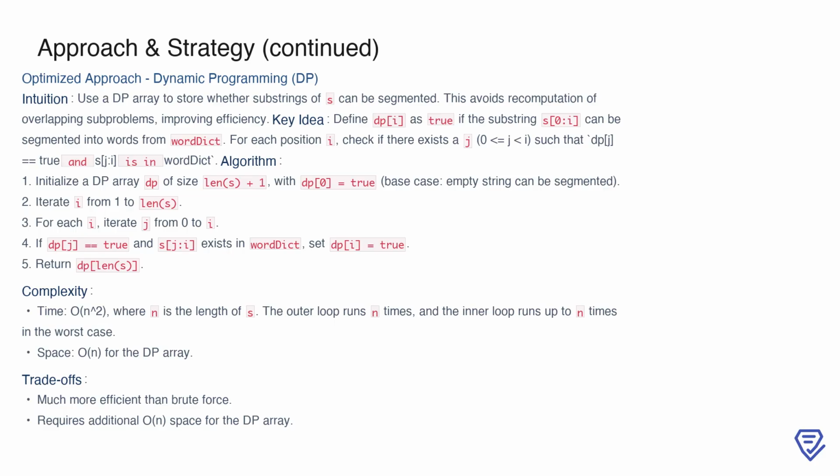To determine this, for each position i, we check if there exists an earlier position j such that the substring S[j:i] is a word in the dictionary and DP[j] is true. This ensures that we only proceed if the previous segment is valid.